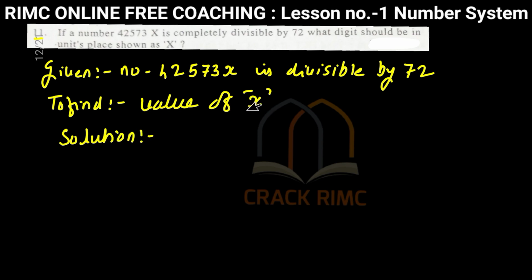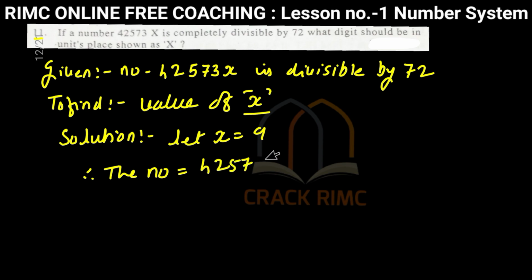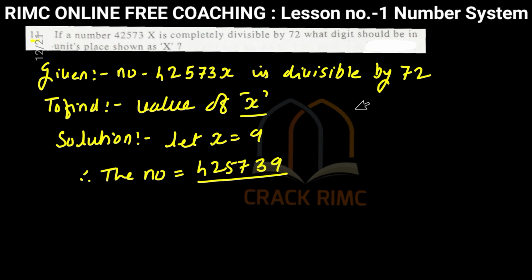Here what we will do, we will place the value of x as the greatest value of unit place. So what is the greatest value of unit place? Yes, it is 9. So what we will do here, let x is equal to 9. Therefore, the number is equal to 425739. Now we will divide this number by 72 and try to find out the value of x.